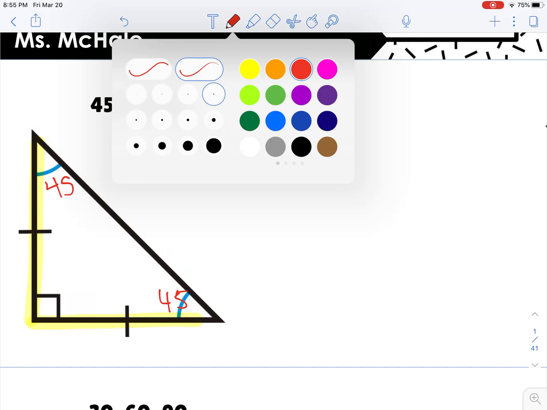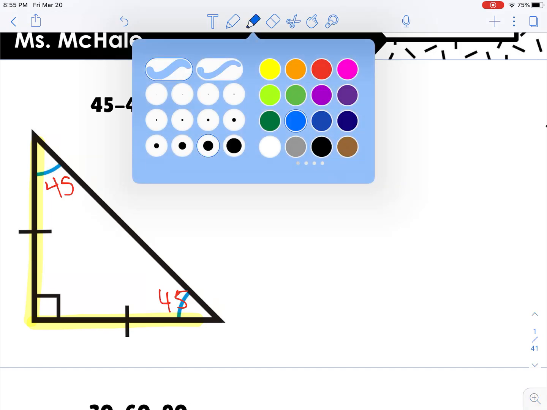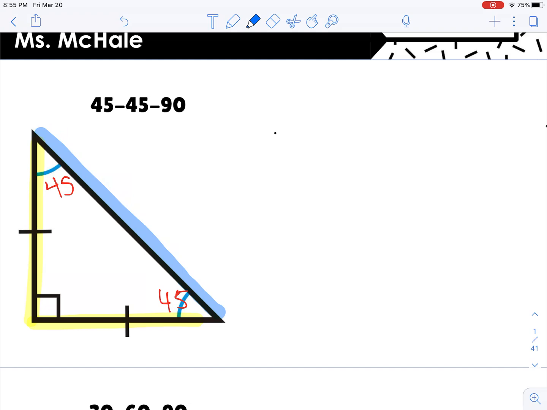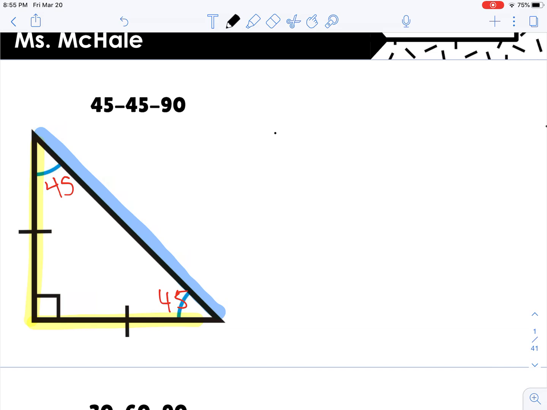Okay. So if we look at these guys here, we have two legs, and then we also have a hypotenuse. We're going to put the hypotenuse in blue. Here's the hypotenuse, and we know that's the hypotenuse because it's opposite the right angle. When we talk about 45, 45, 90 degree triangles, it is always the case that the legs are equal to each other. And the hypotenuse is always square root of 2 times longer than the two legs. So you'll hear me talk about this in the video quite often.